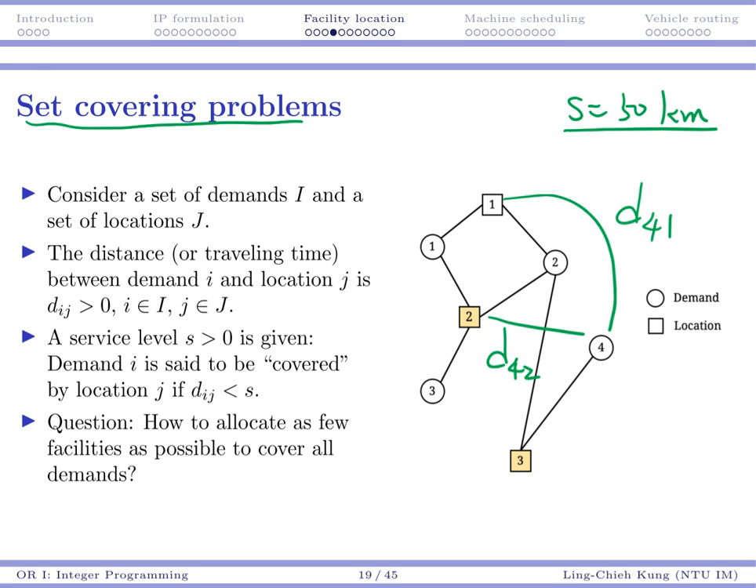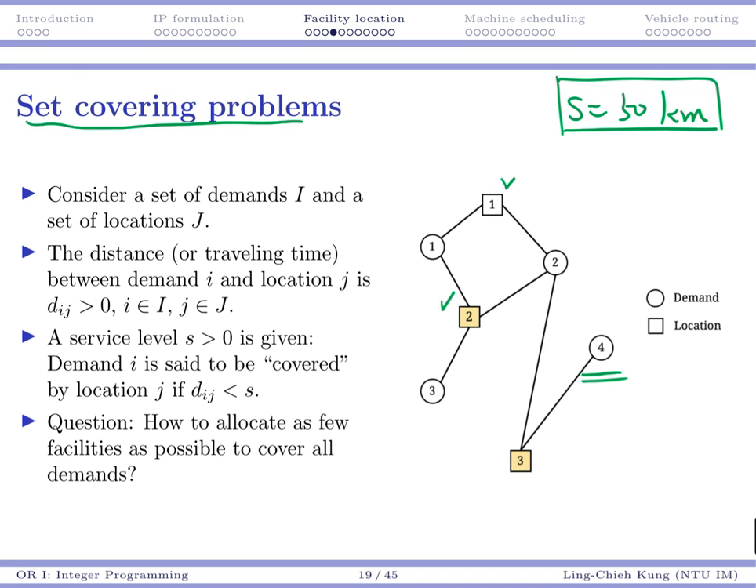But the thing is that we don't see a link here and there because D41 and D42 are greater than 50 kilometers. In that case, no matter whether you build facility 1 or facility 2, you will still leave demand 4 uncovered. It is assumed that only facility 3 can cover demand 4. So we have a link here. Pretty much the graph you observe here is a graph after some simplification, because we remove those links where Dij is greater than S.